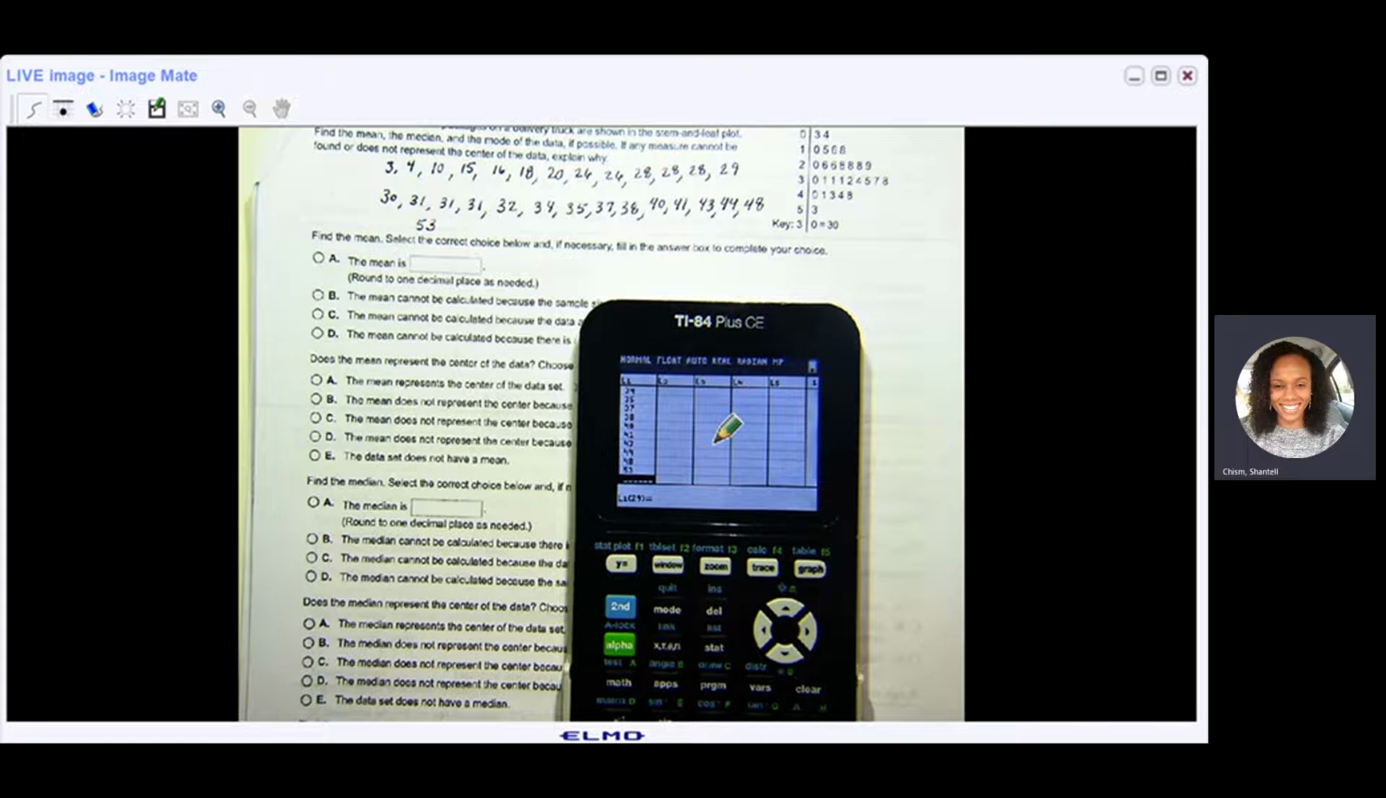And then keep in mind that the mode is just the most repeated number, okay? You could have a set that has 2 modes. It may be bimodal. But again, mode is simply most repeated.